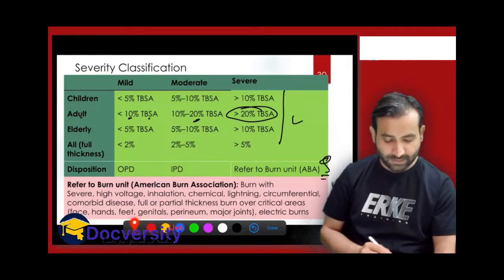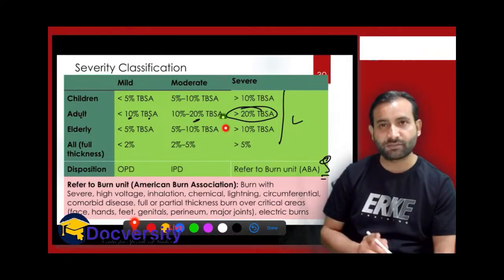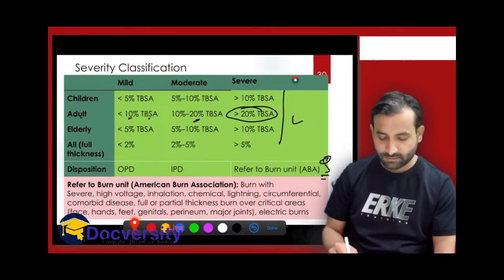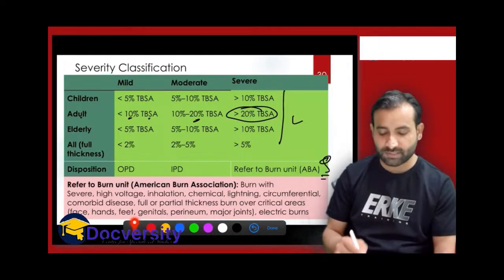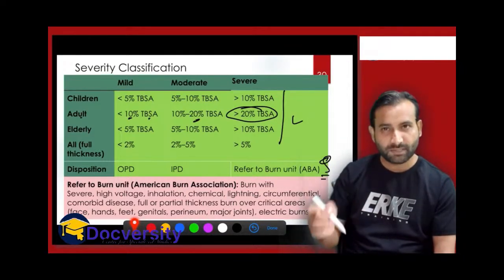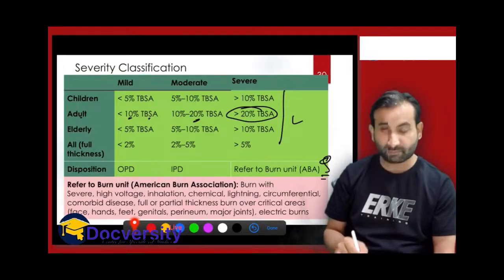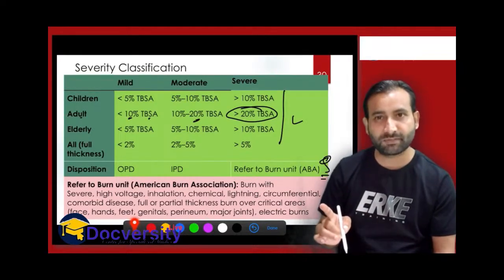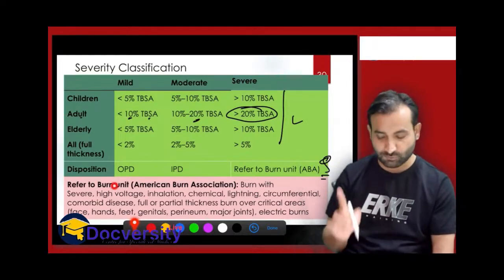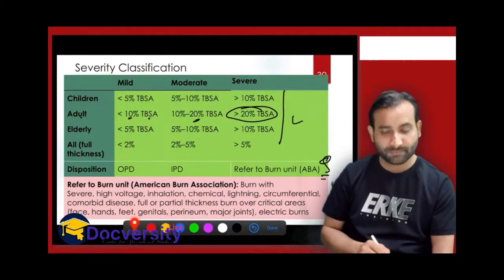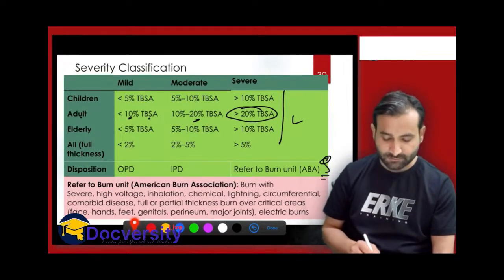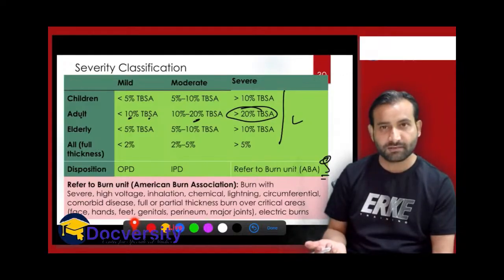And what are the other indications that we have to refer the patient to the burn center? A few points: more than 10% in the children, or more than 10% in the elderly, more than 20% in the adult, or more than 5% deep burn, then we have to refer the patient to the burn center. So please remember this one. Other indications are what? High voltage electricity burn, right? Or if there is a chance of contracture, major joint burn, right?